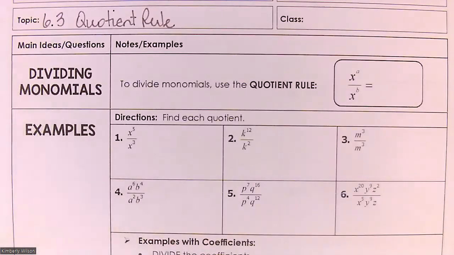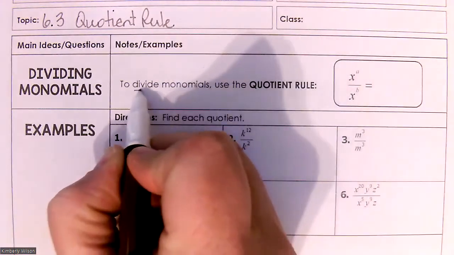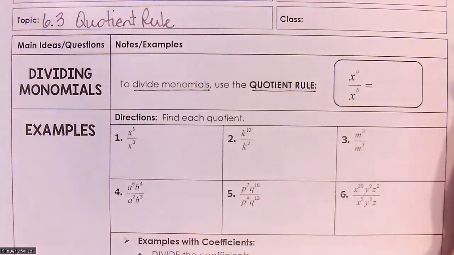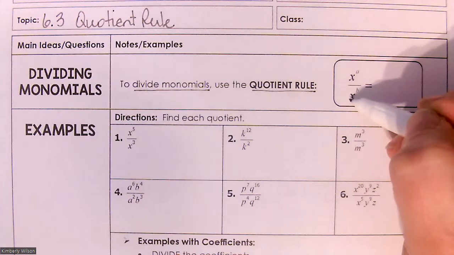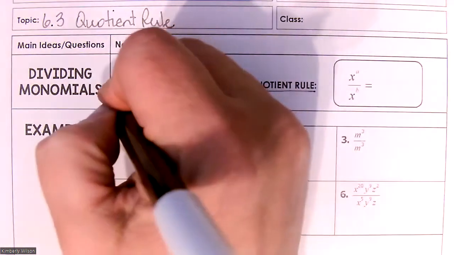Hello guys, today we are going to cover the quotient rule, which is when it looks like a fraction with the division bar. So it's to divide monomials using the quotient rule. The rule is when you have the same base and they're dividing, you subtract.